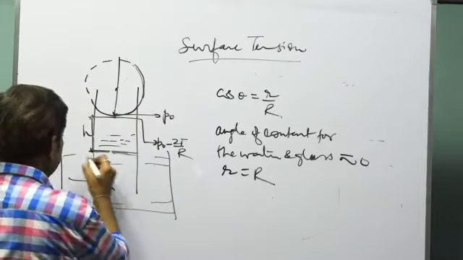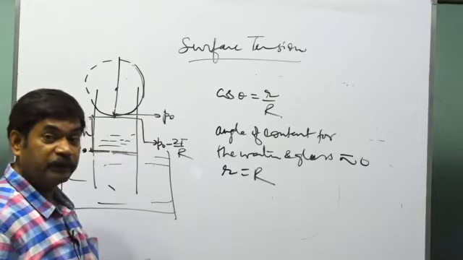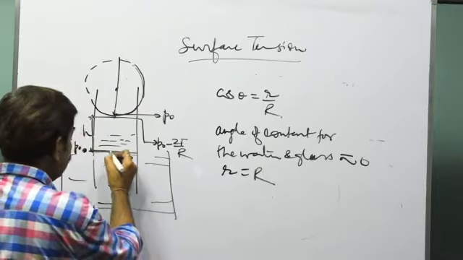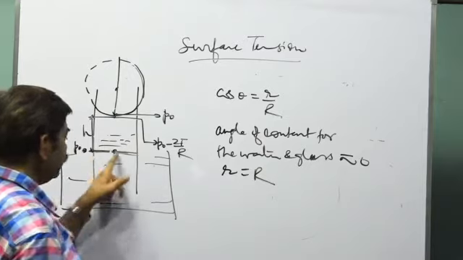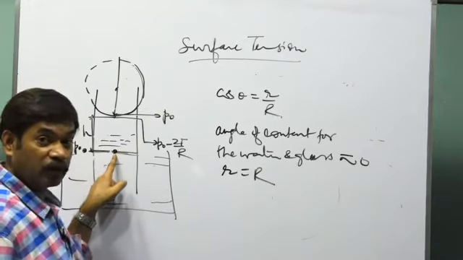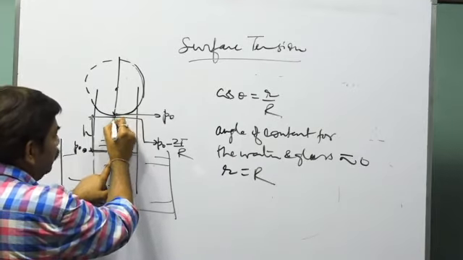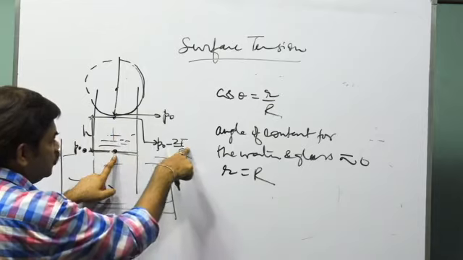Now see, the pressure at this point is what? P naught. Now the concept is what? Pressure at all the horizontal points inside the same liquid should be the same. So the pressure here should also be what? This should be P naught. So now see, to make the pressure P naught here, we calculate it from here. The pressure at this point is what? P naught minus 2T by R.